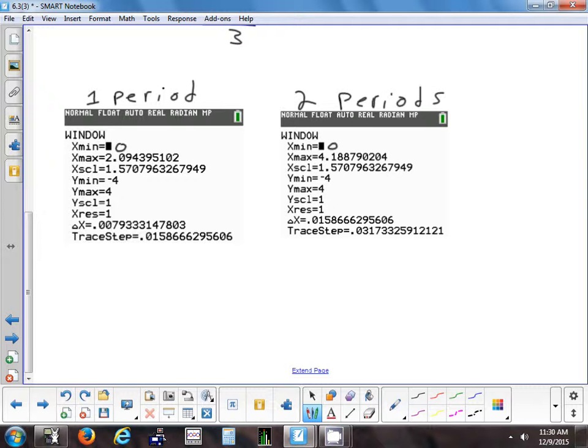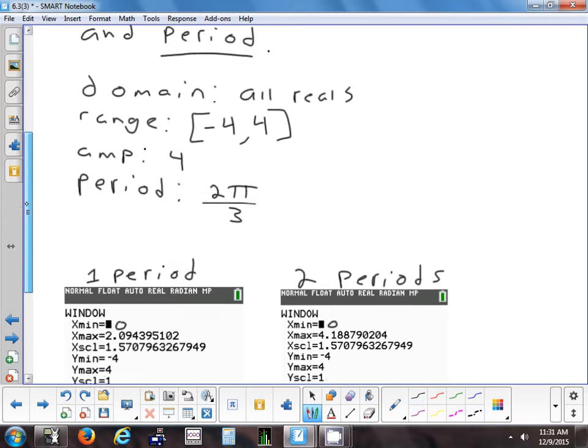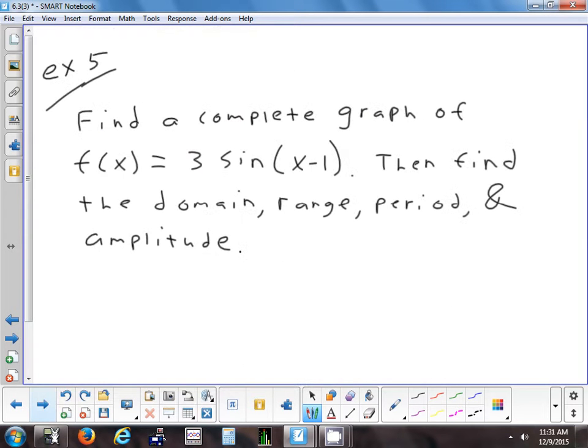On a test, I generally wouldn't ask you for delta x, x scale, y scale. You don't need that. I would ask for the mins and maxes to fit it on the window. And how would you have us round? For your window, I would probably say just keep it exact. I would keep it as 2 pi over 3, 4 pi over 3, things like that. Any questions on that one?